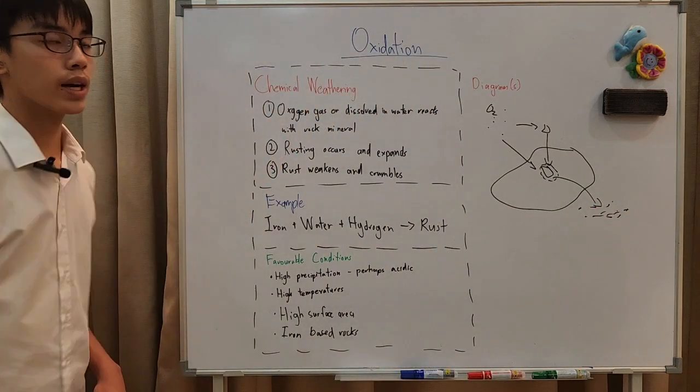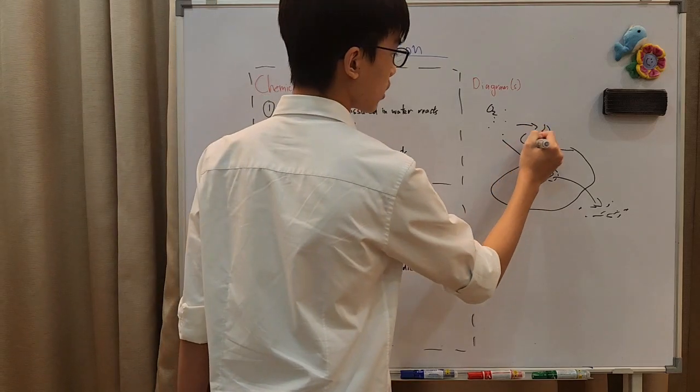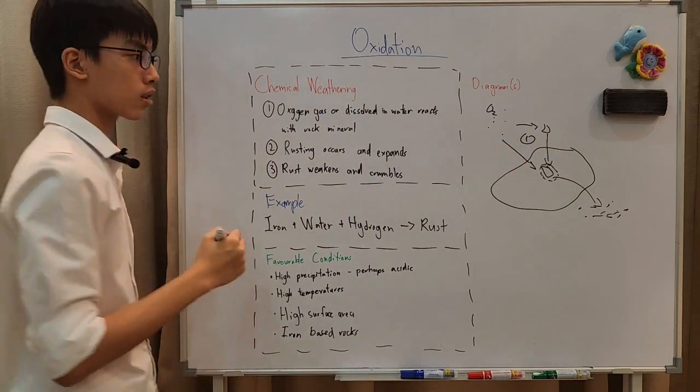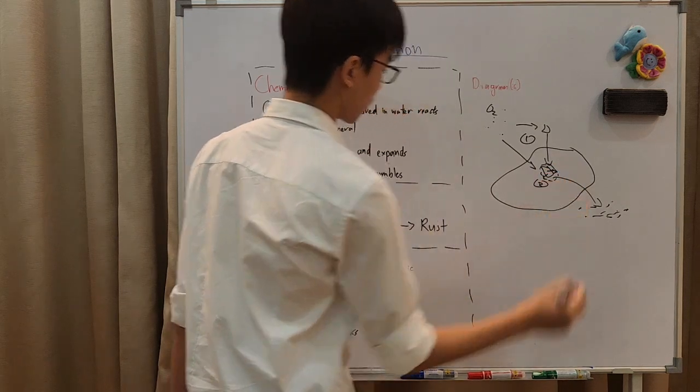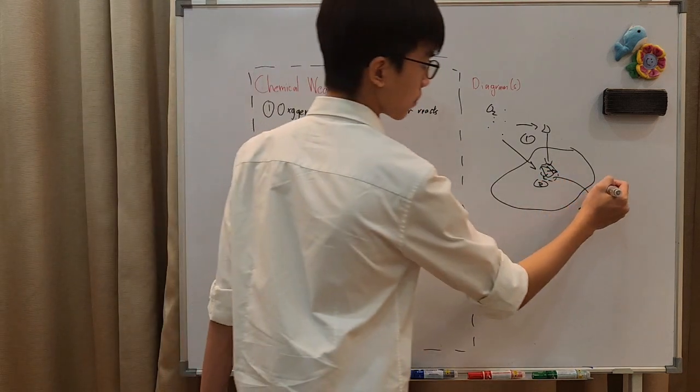And you can put the steps on the diagram. So first form is this. Then the rusting occurs and expands. You can draw arrows expanding, so that's 2. And then it crumbles, that's 3.